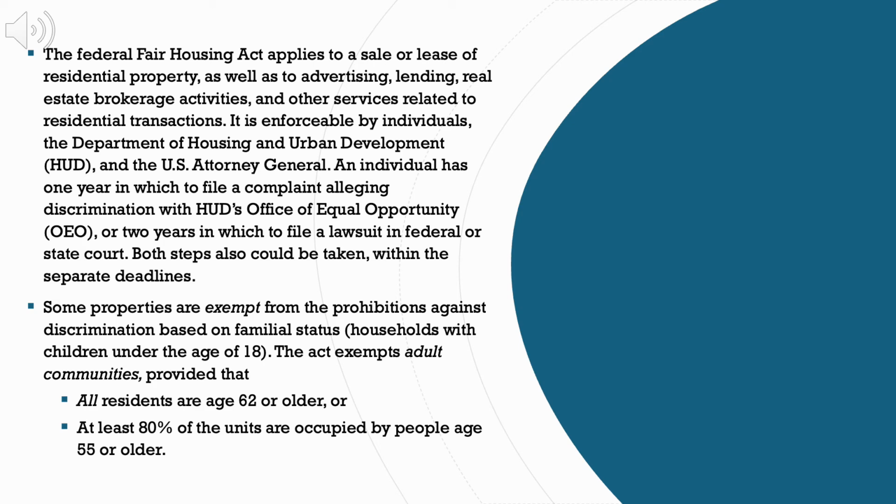Some properties are exempt from the prohibitions against discrimination based on familial status, households with children under the age of 18. The Act exempts adult communities provided that all residents are age 62 or older, or at least 80% of the units are occupied by people age 55 or older.